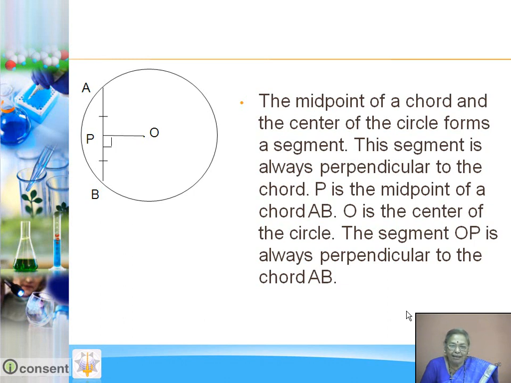If you join the radii, then you know that the center of the circle is equidistant from the end points of the chord. And when a point is equidistant from the end points of the chord, it always lies on the perpendicular bisector of the chord. And that is why this segment is perpendicular to the chord. Now let us solve one example based on this.